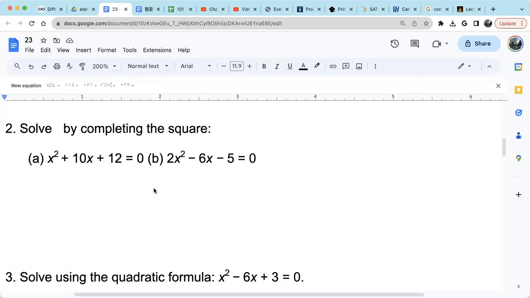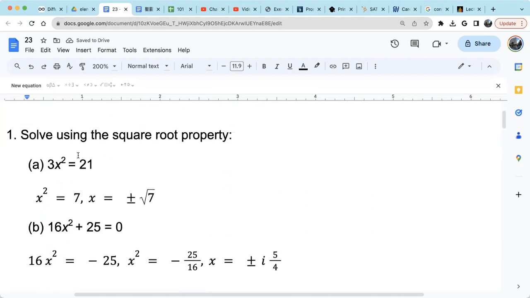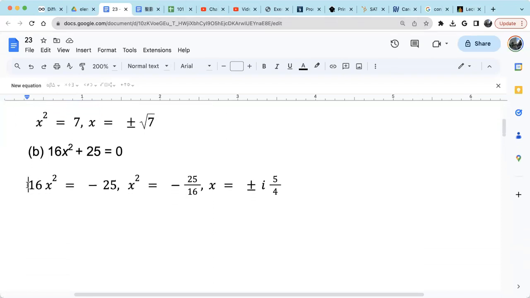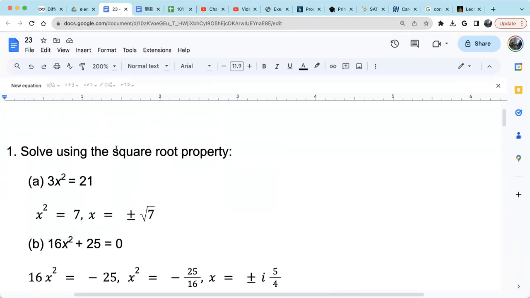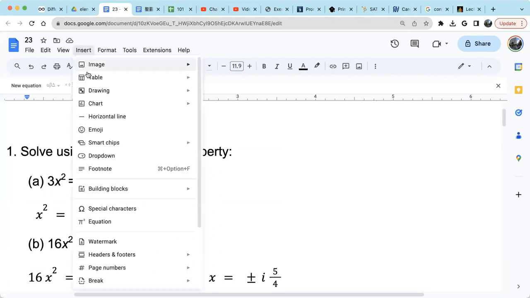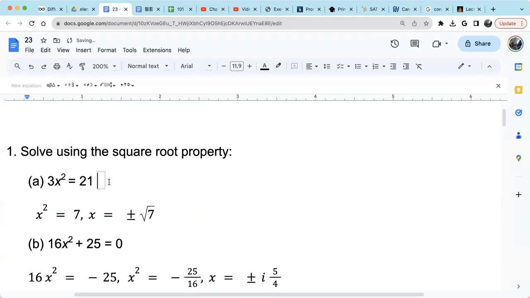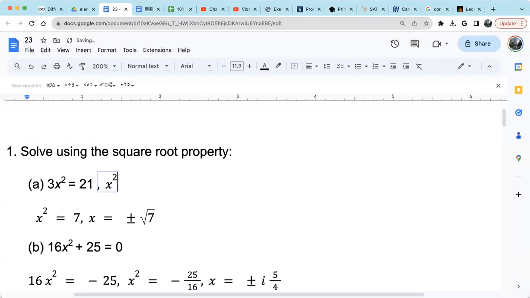So the first two have different terms, we have 3 terms. The first, A, is 3x squared equals 21. B is 16x squared equals negative 25. So we could solve this way, or there's another way of solving this actually. Let me write that too. Another way is we divide by 3 first. We get x squared equals 7.